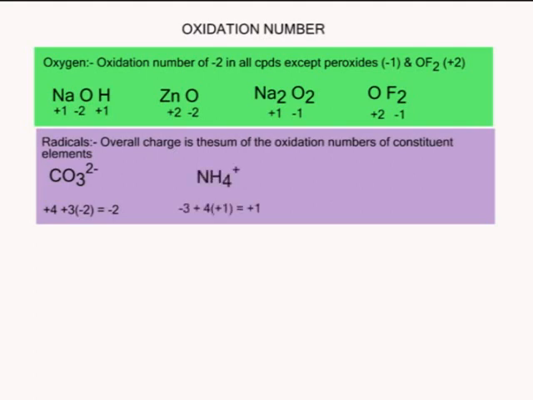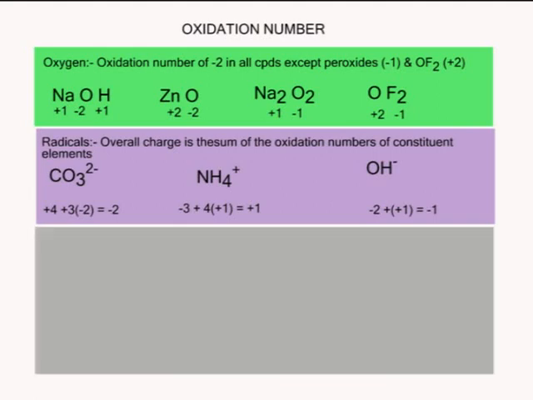Ammonium ion, the overall charge is positive 1. How did we get there? Nitrogen has an oxidation number of negative 3. We add 4 hydrogen with oxidation numbers of 1 each. If we do that, we'll get the positive 1. Hydroxide, the oxygen has an oxidation number of negative 2, and we add positive 1 for hydrogen, and we get negative 1.